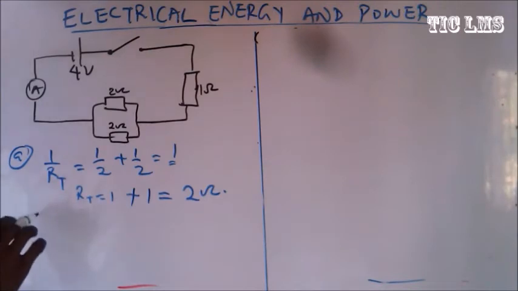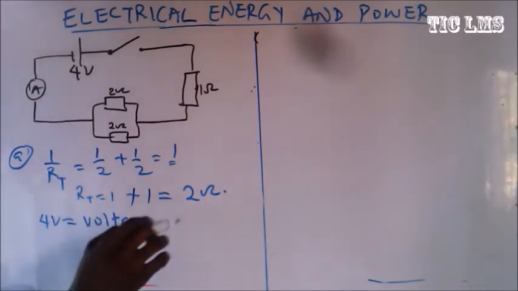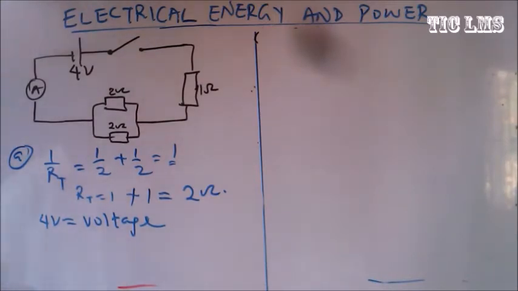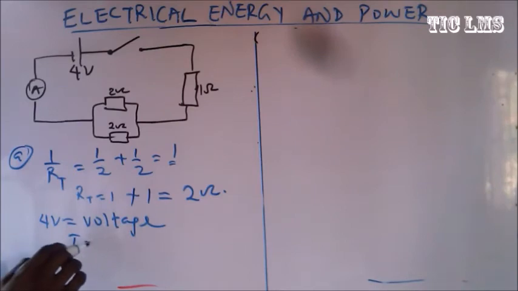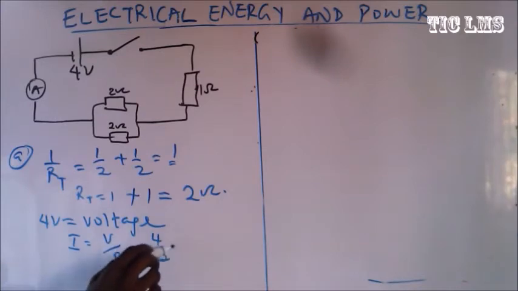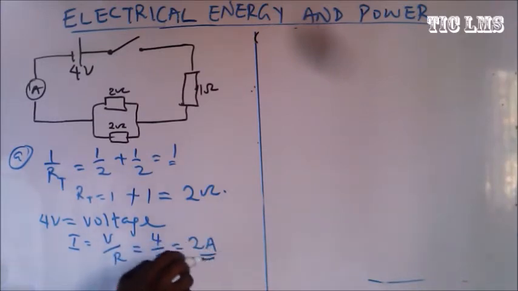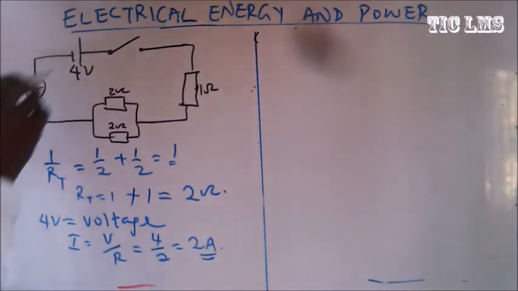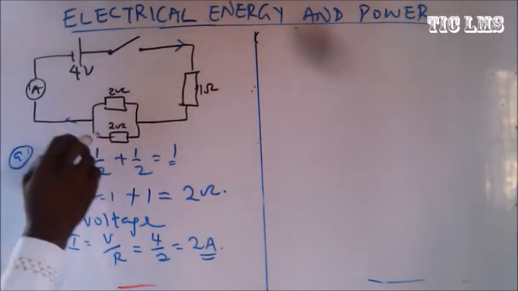We have an EMF of 4 volts, taking that the internal resistance is negligible, that is 0. So our current I equals V over R, that is 4 over 2, and so we have 2 amperes as the current flowing through this circuit.